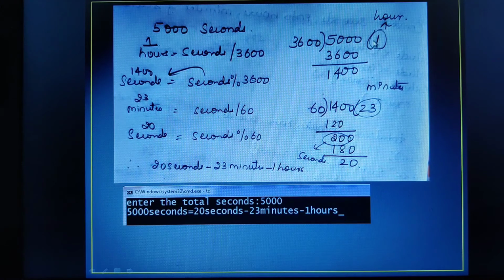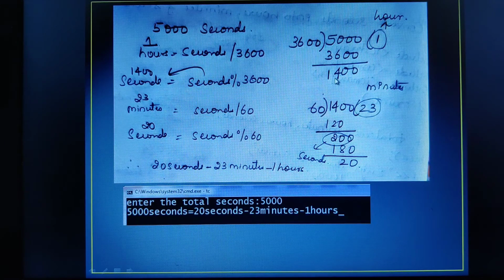I need to see the quotient part, and since they are integers, I cannot go further. So first, how many hours did I get? That is the 1 hour I got. Followed by the same division, you need to check the modulus operator. When you see the modulus, it definitely gives the remainder part.